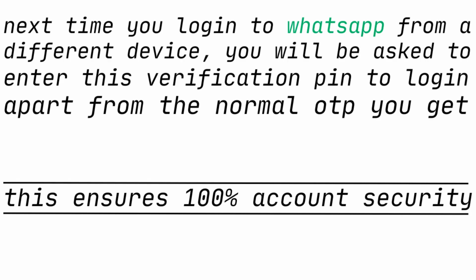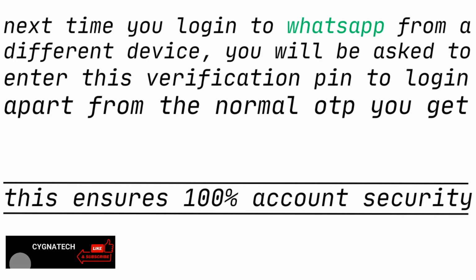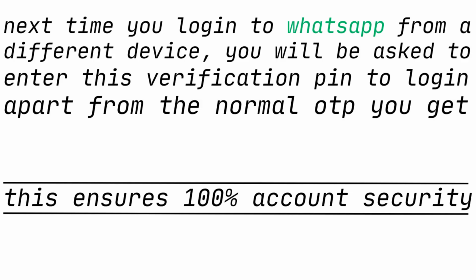Now, what is going to happen is that whenever you are trying to log into your WhatsApp account from a different device, it is going to ask you not just to put that OTP which you receive on your phone number, but you are also going to be asked for this 6-digit verification PIN that you set up right now.